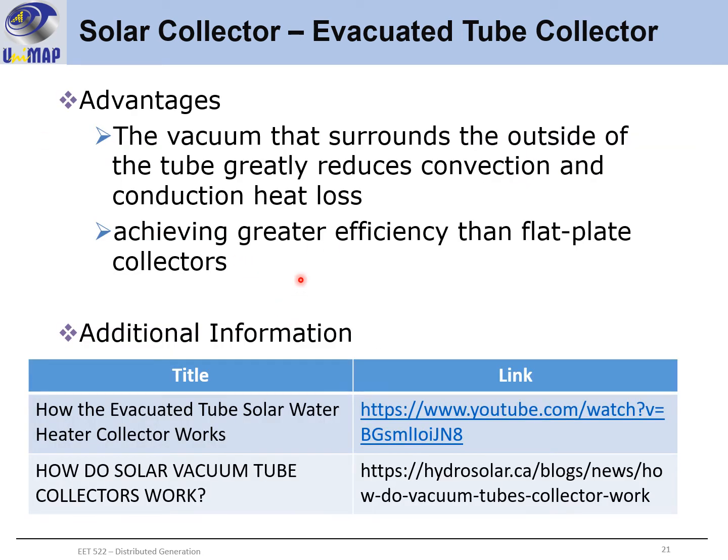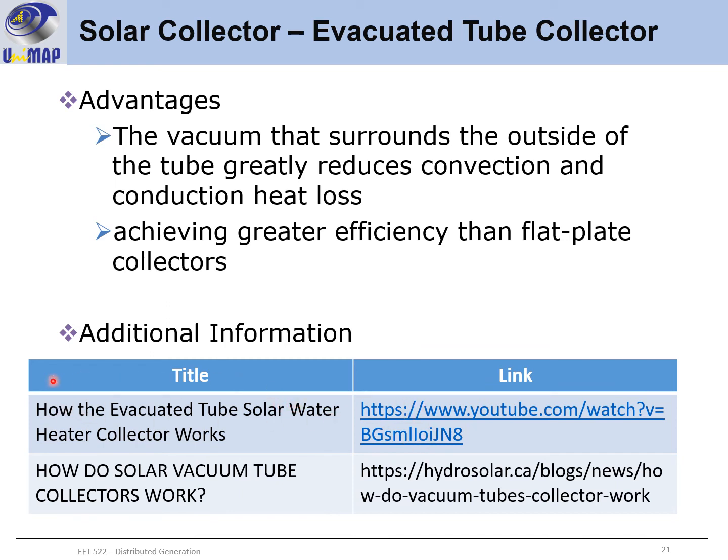Okay, compared to the flat plate collector, this evacuated tube collector has some advantages because it uses a vacuum tube, and this can reduce the convection and conduction heat loss. And by having said that, this evacuated tube collector can achieve higher efficiency compared to the flat plate collectors. If you want to know more, you can go to the YouTube video here.